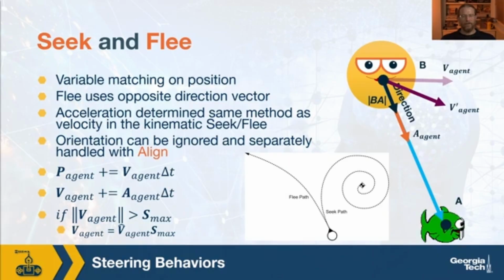And if the magnitude of the velocity is greater than that, then we will set the velocity to a slowed down version. So the way we do that is we get the unit vector of the velocity and then multiply that times the speed. And so that will change the magnitude of the velocity.